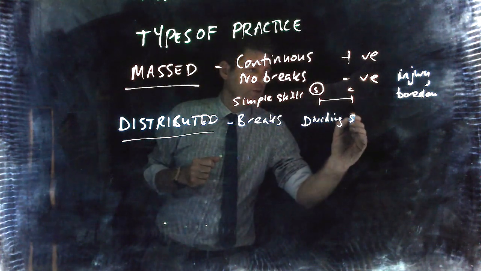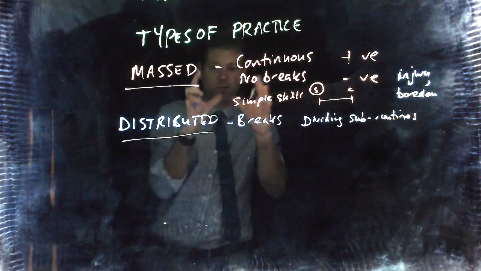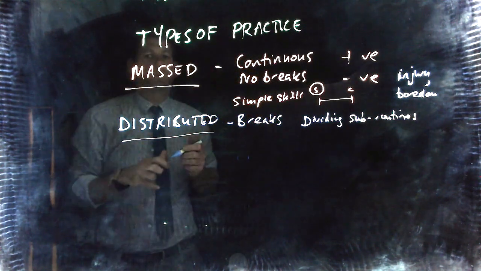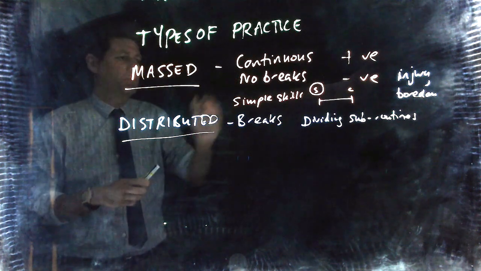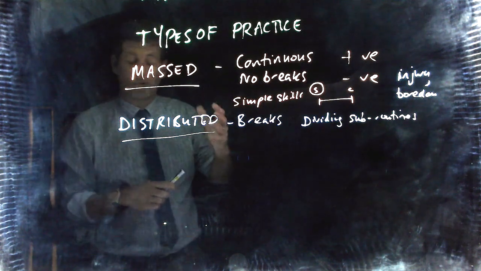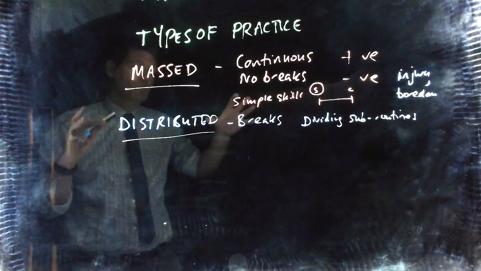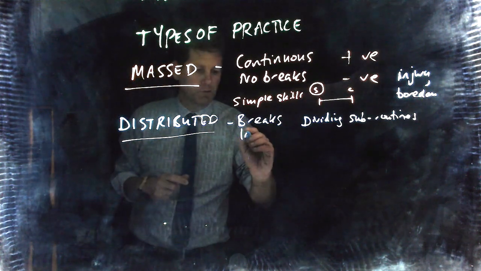subroutines. So dividing subroutines. We spoke about subroutines. They are a collection of small skills broken down. So with the tennis serve, we talked about the fact that the toss-up was part of the subroutine, and then it could be the recovery and the striking of the ball, other parts of the subroutine. So within distributed practice, we can break it up and we can divide it and give ourselves intervals.